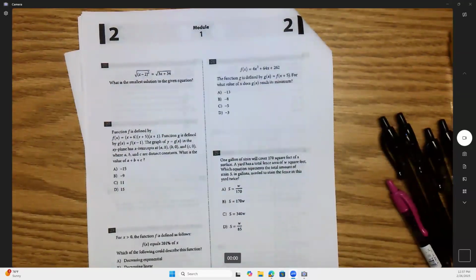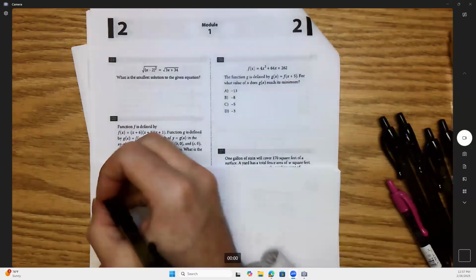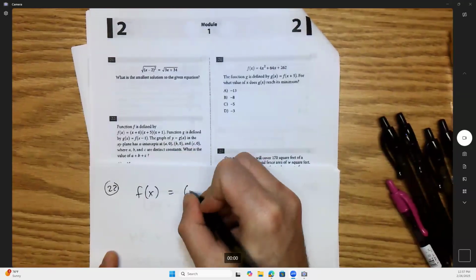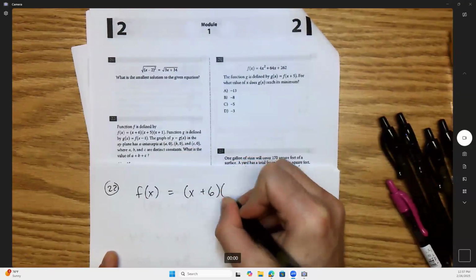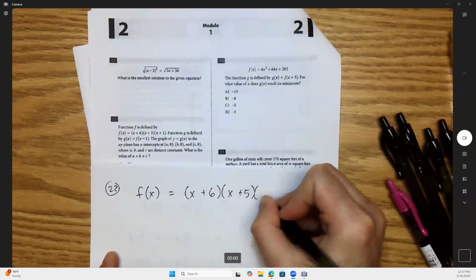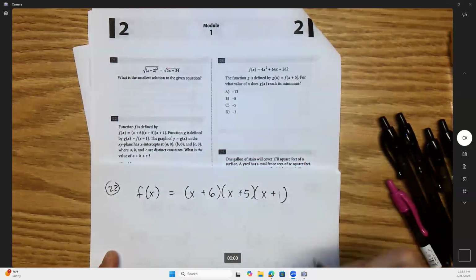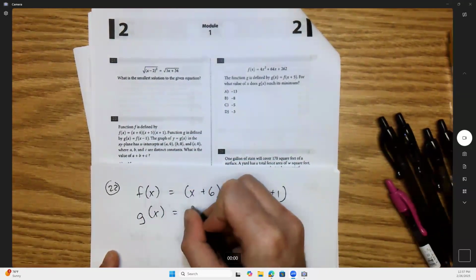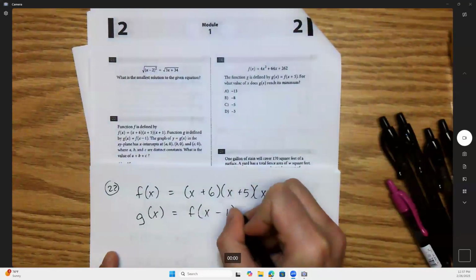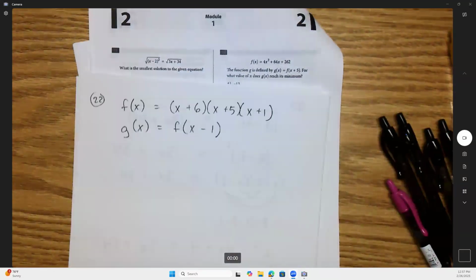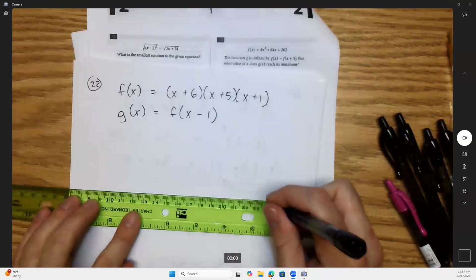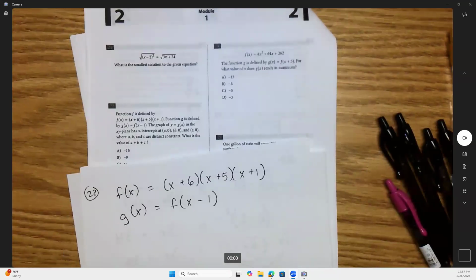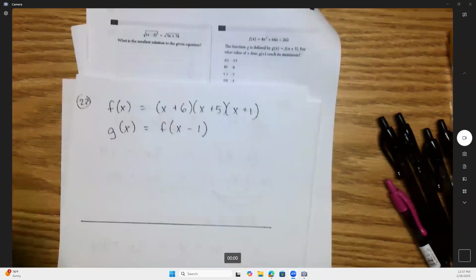Number 22. Function f is defined by, let's get this down here. F of x is, hey, it's another one of these. (x + 6)(x + 5)(x + 1), all multiplied together. Here, I'll throw down g of x while we're at it, which is f of x minus 1. All right, so we'll get back to that. But let's get f of x on the board first. Did I do that right? Yeah, you did that right.